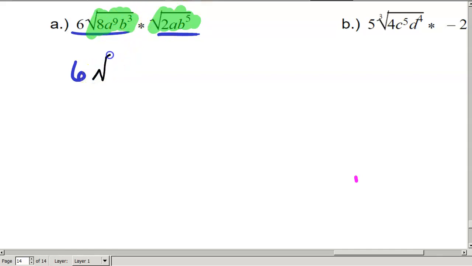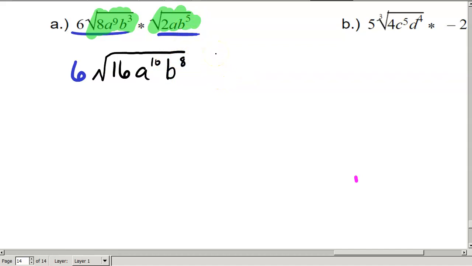So this is going to become 8 times 2 is 16. And then a to the 9th times a to the 1st power is going to be a to the 10th. And then b cubed times b to the 5th is b to the 8th.